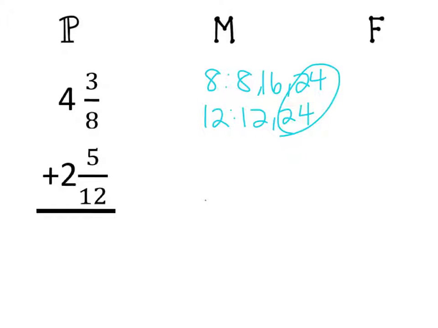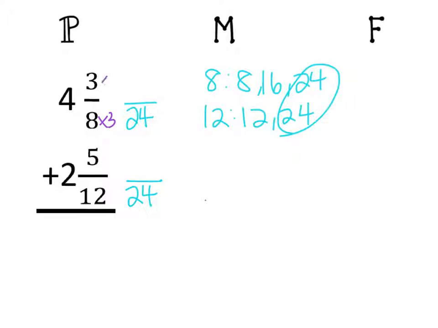So I'm going to come over here and use my multiples column, and we are going to list our multiples of 8 and 12. So multiples of 8, multiples of 12. 8, 16, 24, and then my multiples of 12 would be 12 and 24, and there's my least common multiple, 24. So that's going to be my new denominator. So we need to find the relationship between the old denominator and the new denominator. So what happens to 8 to make it a 24? Well, 8 times 3 is 24.